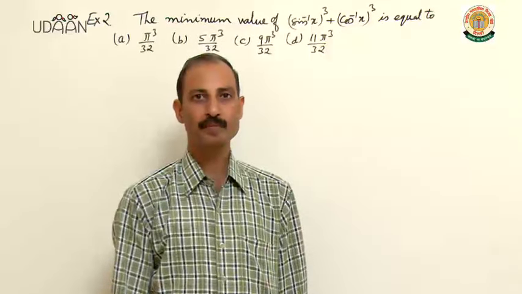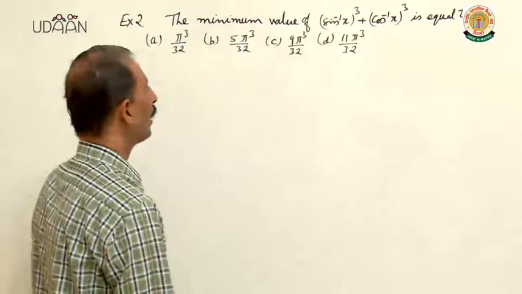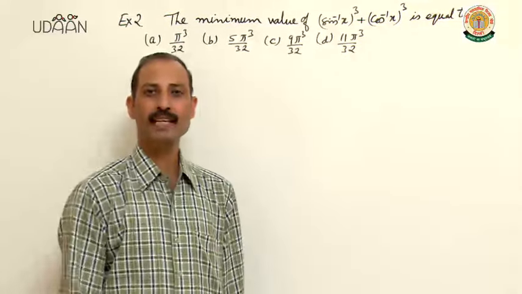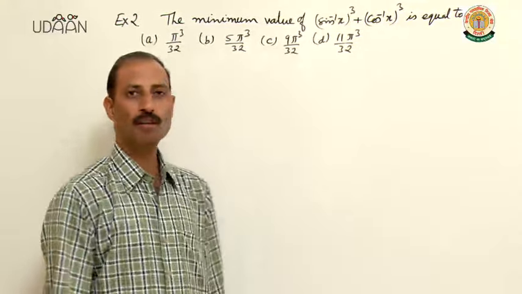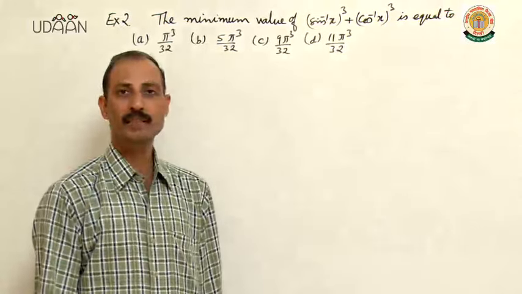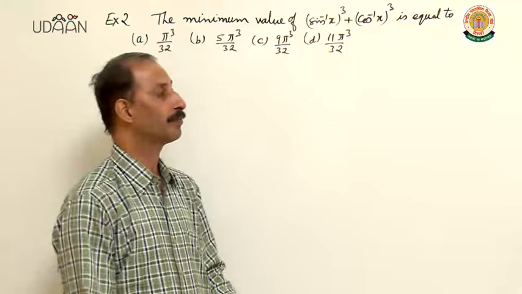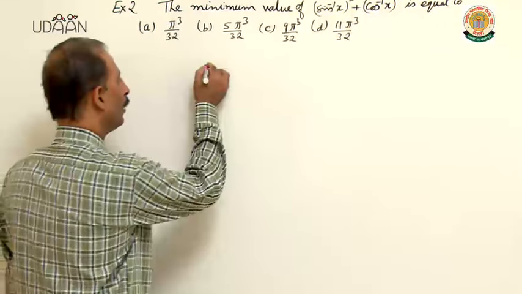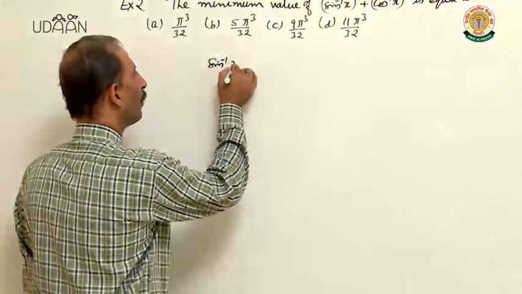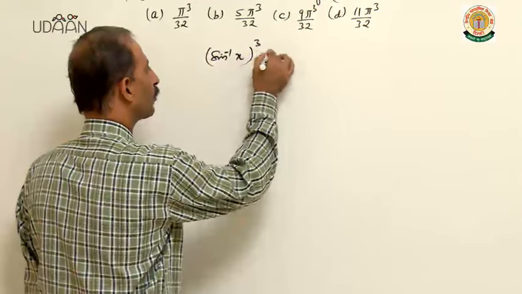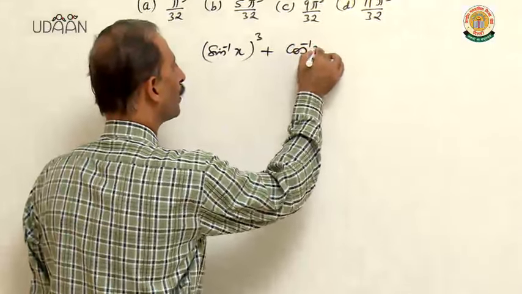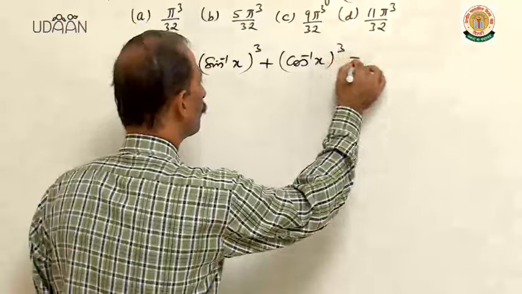Second example: the minimum value of (sin inverse x) whole cube plus (cos inverse x) cube is equal to what? So we have to find out the minimum value of this expression. Which value do we have to find out? The minimum of (sin inverse x) whole cube plus (cos inverse x) whole cube.